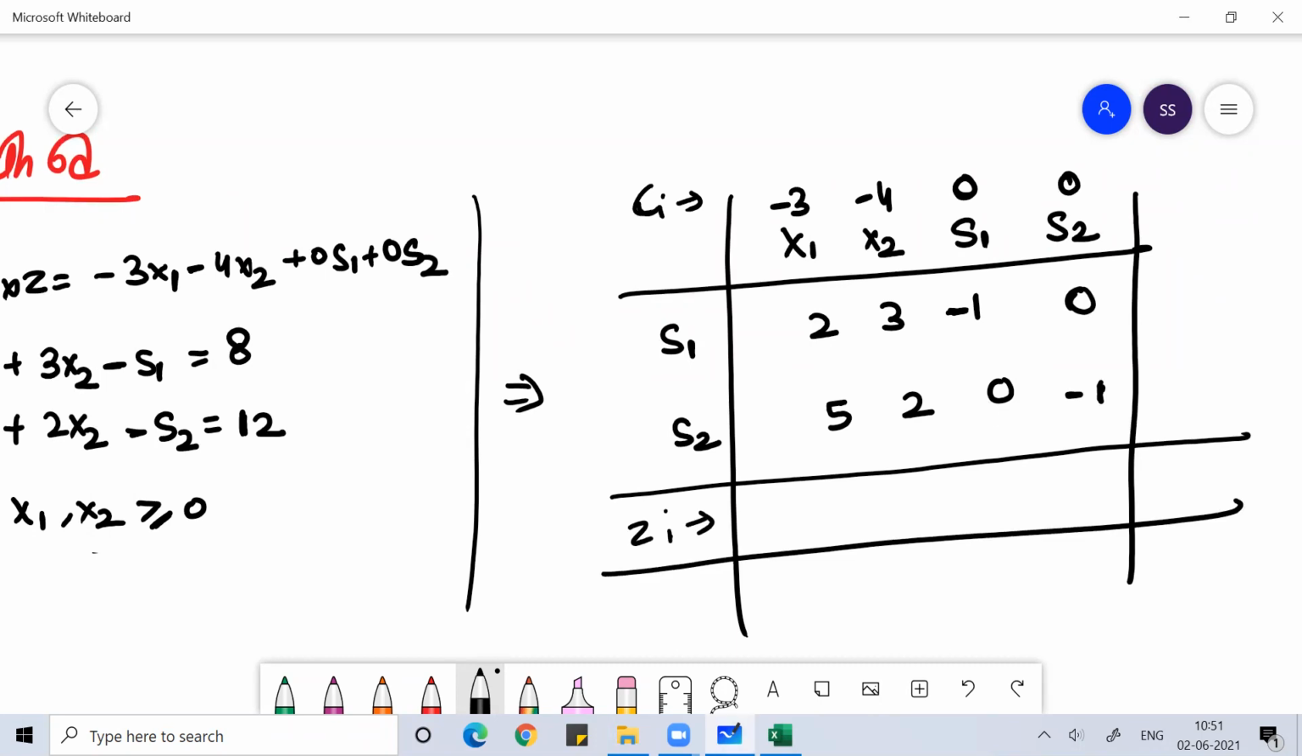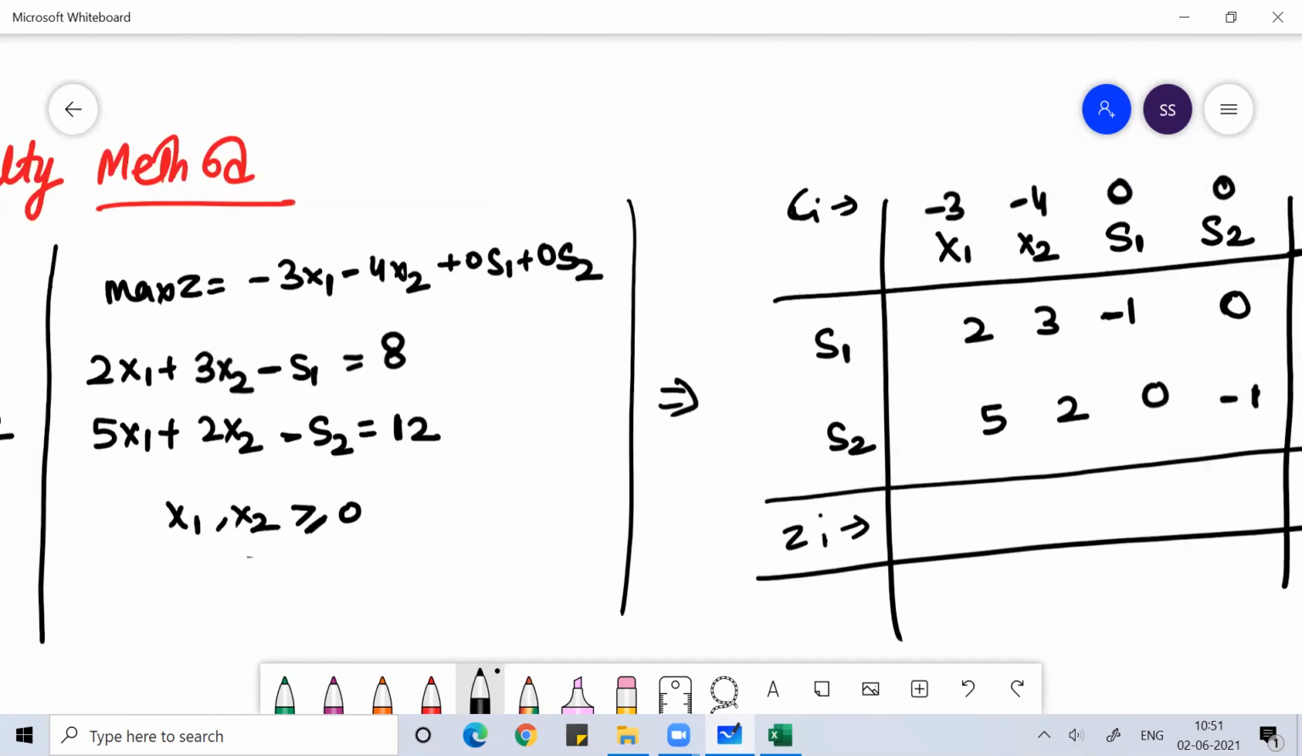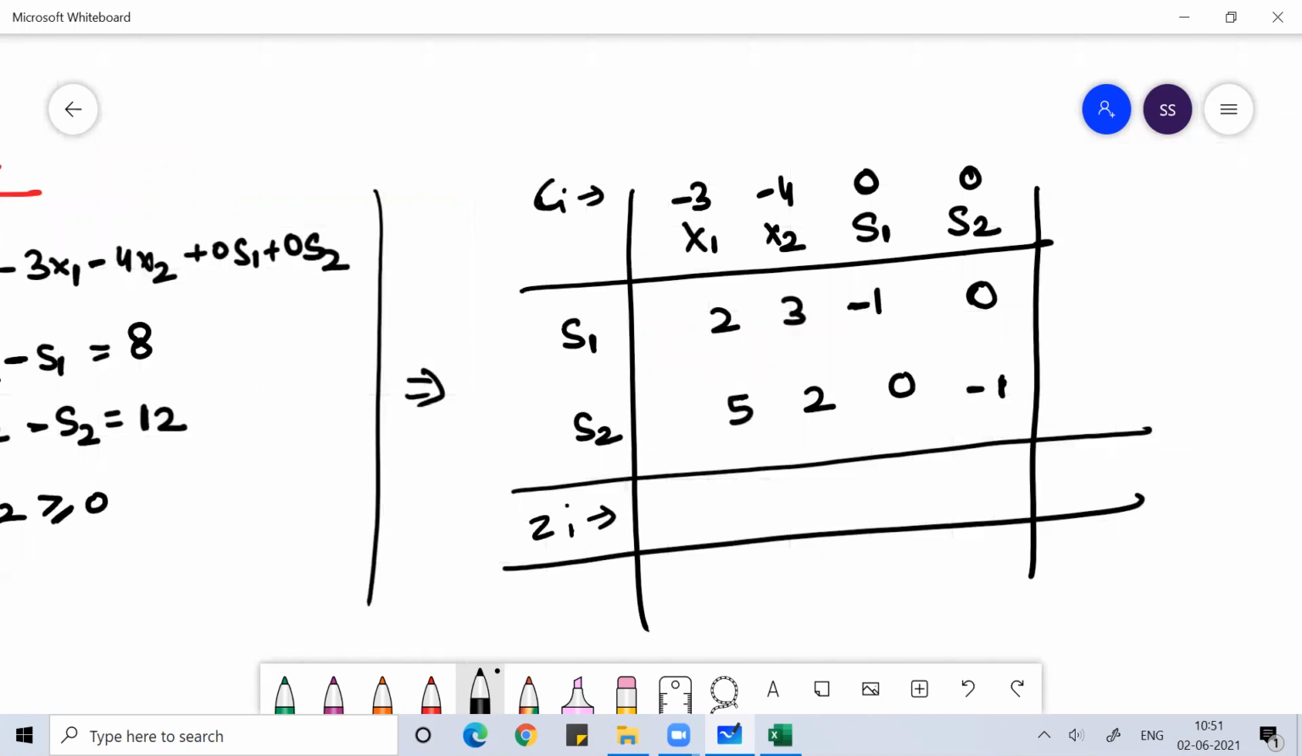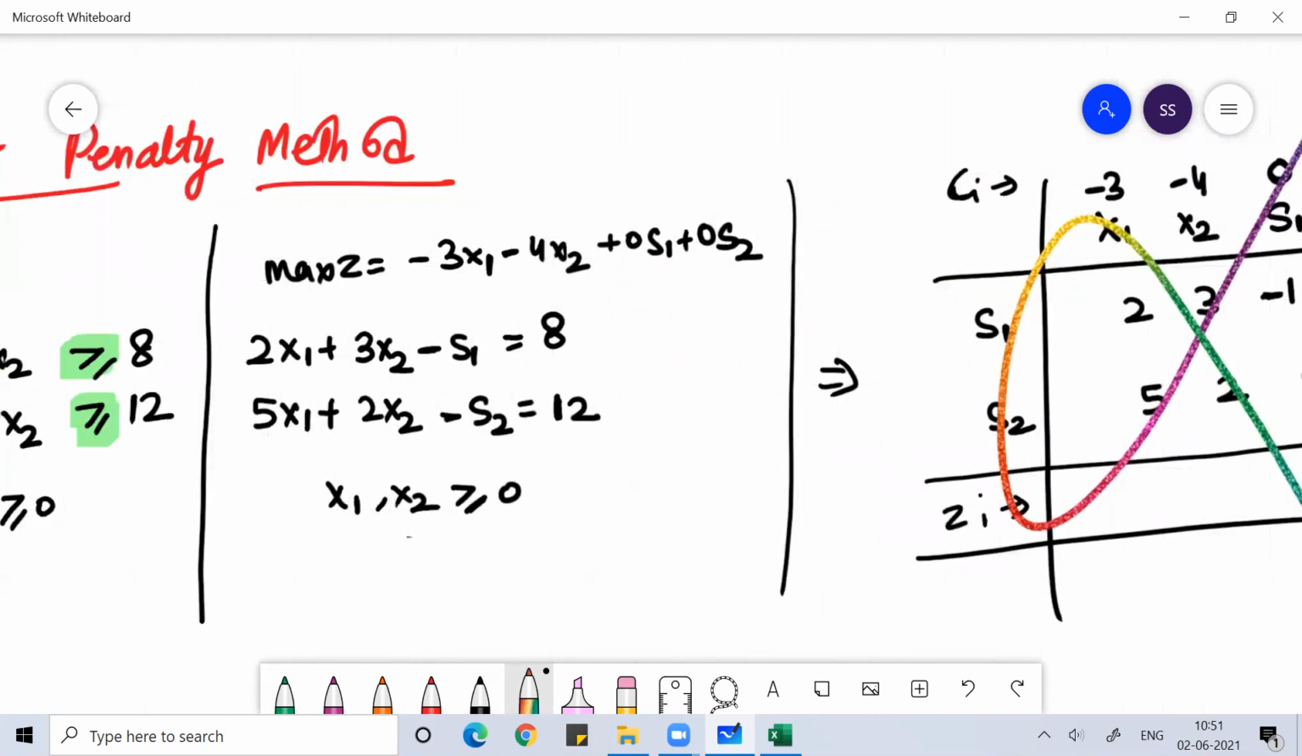So this is the way we do it. I hope you people understand. If you have gone through all the previous sessions, this is the way we solve it. But guys, there's a problem here. What is the problem, sir? The problem is that if you have a negative slack variable, it cannot be part of the iteration table. That is the problem, guys.